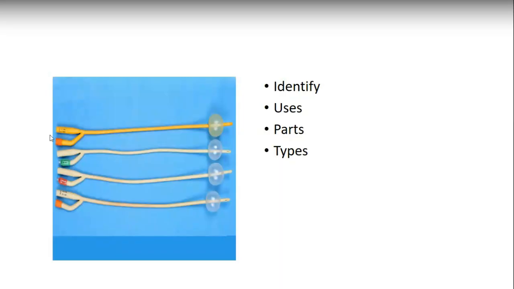This is a two-way catheter, 1, 2. If we have a third port here, it becomes a three-way catheter. In another instance, it will have only one port. This one is called a one-way catheter. This catheter can be metallic, it can be latex, it can be silicone. So we have metallic catheter, latex catheter, or silicone catheter. So those are types of catheter.